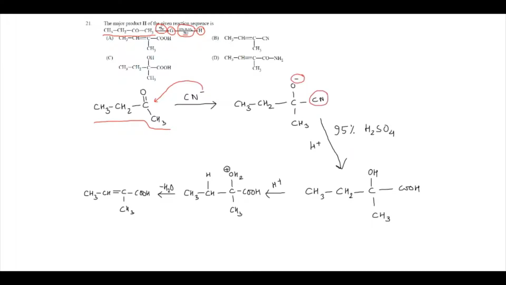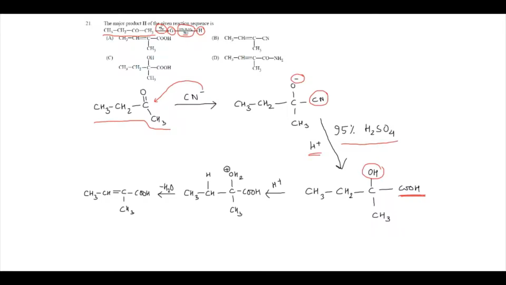So, when we use H2SO4, two things are going to happen. One is that the oxygen O minus is going to get a proton, and it will form an OH. The second thing is that the cyanide, the CN, is going to be hydrolyzed to carboxylic acid. So, these two things are happening here.